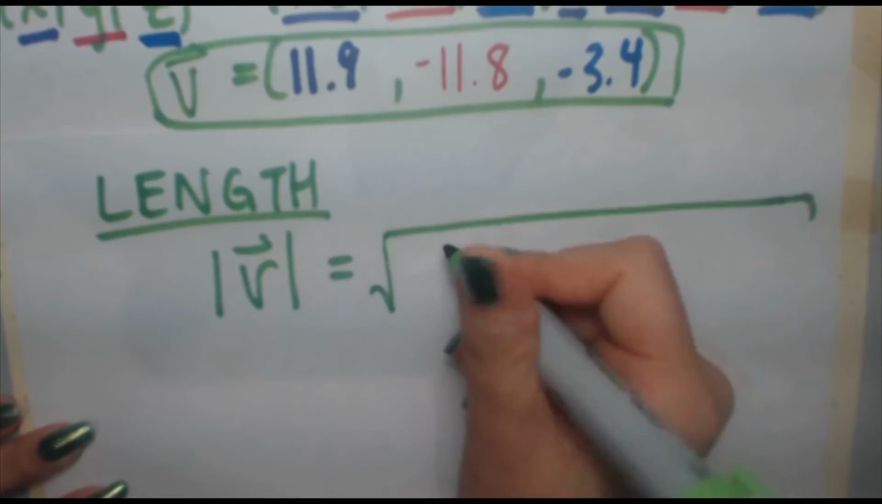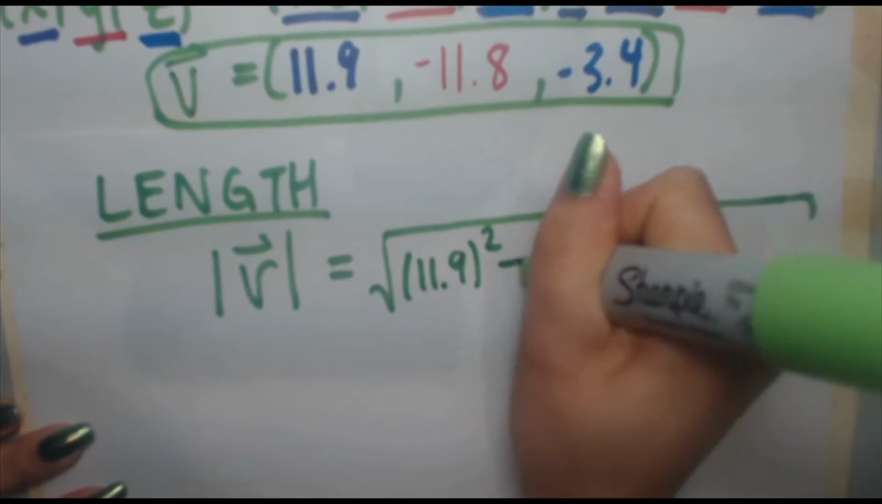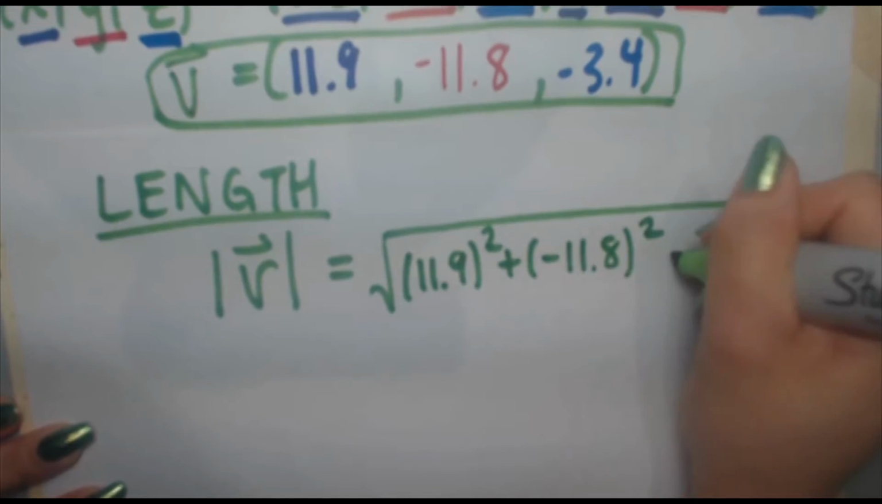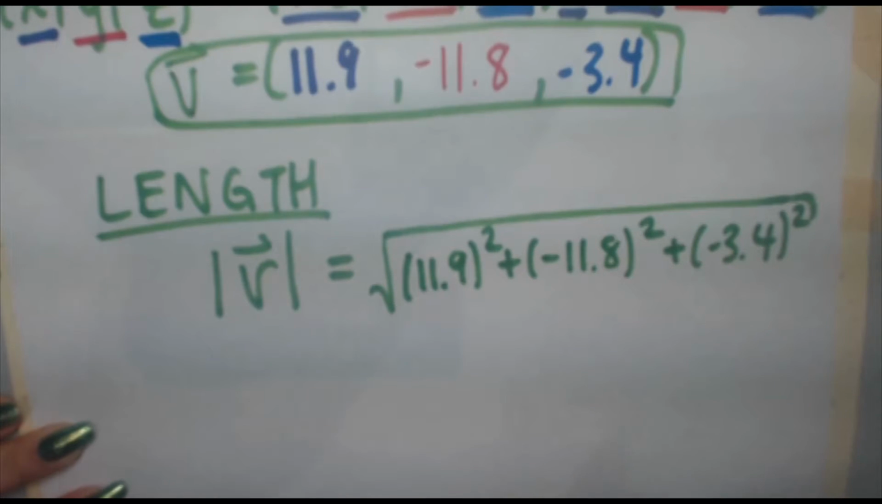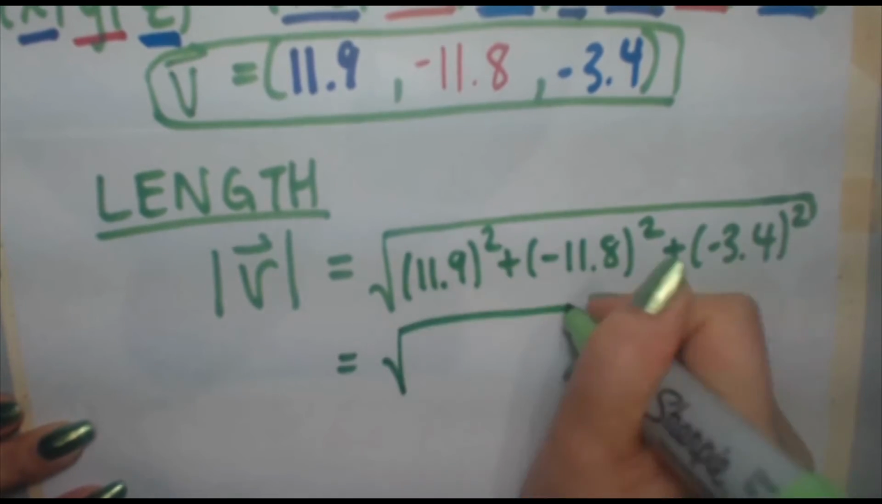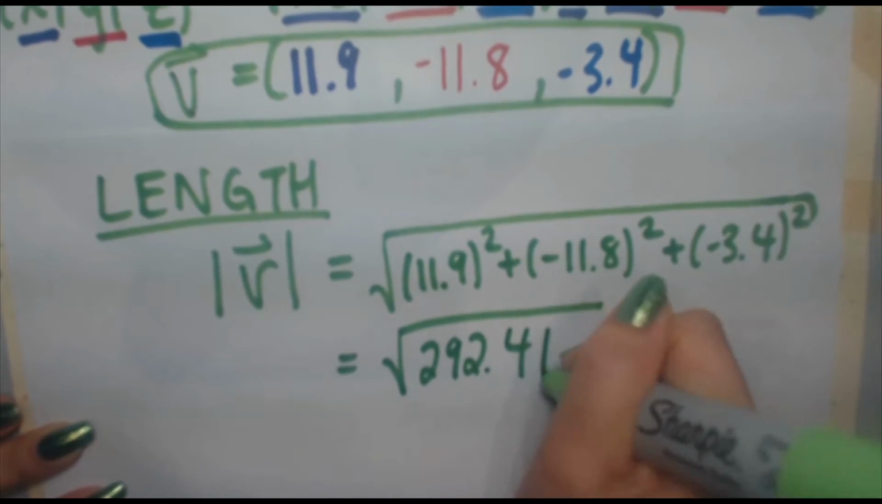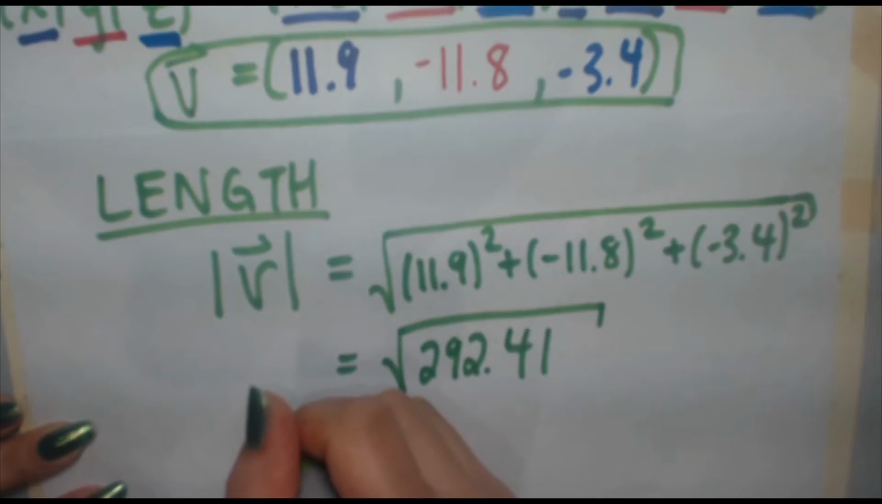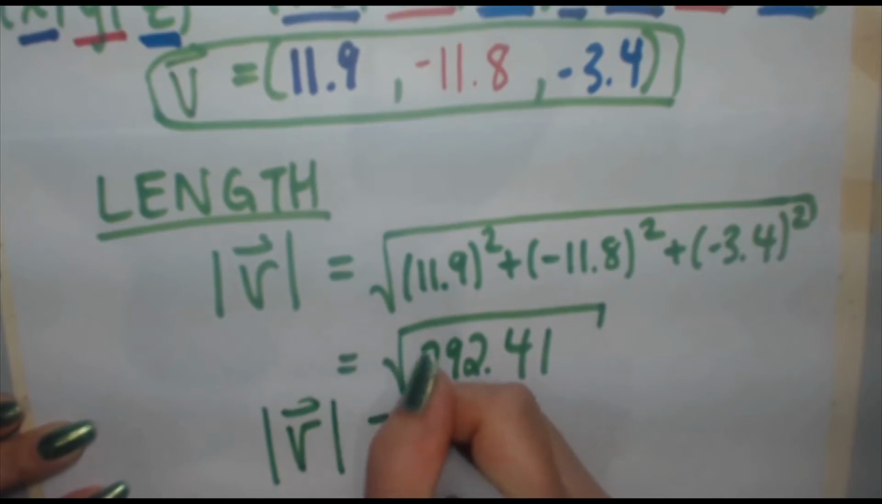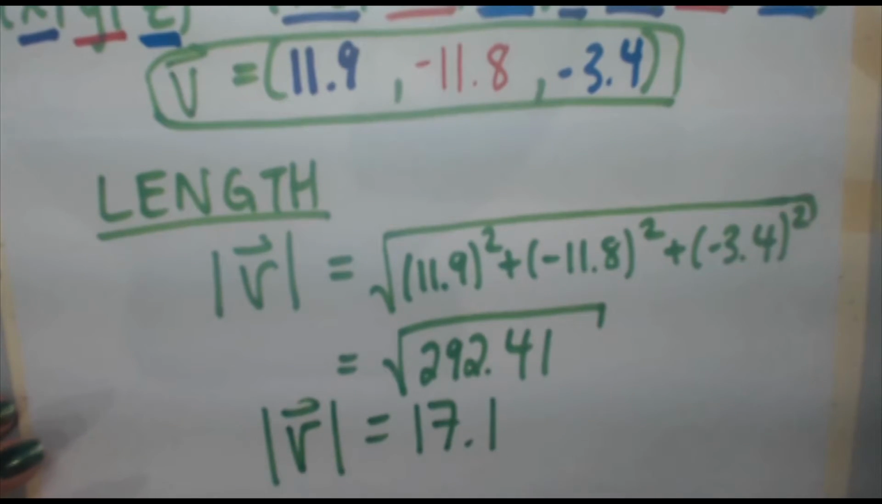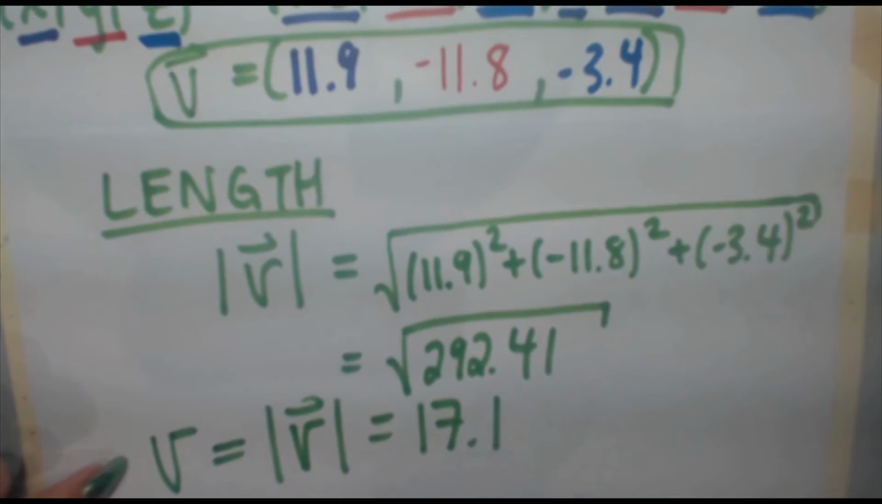So let's do this. 11.9 squared plus negative 11.8 squared plus negative 3.4 squared. Underneath that radical sign, you're going to get 292.41. And when you simplify that, the square root of that, or the absolute value of v rather, is equal to 17.1. Now, one thing here: the absolute value of v, you see how we've got the little arrow on the v? The arrow again implies that it's a vector, something that has both magnitude and direction. And when we put these absolute value symbols around it, it gives it a scalar meaning. But instead of doing this, we can just write this as v without the arrow. That implies that it's the scalar quantity.